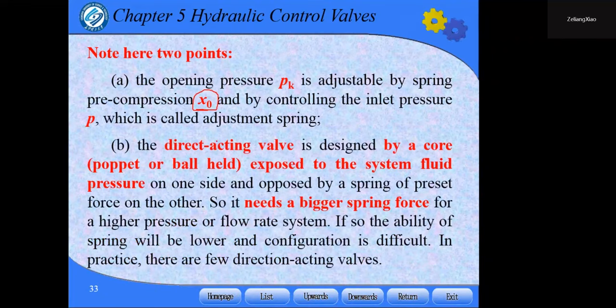The other point is that a direct acting valve is designed with a valve core or poppet exposed to the system pressure on one side and offset by a spring with pre-set force on the other. So it needs a bigger spring force for higher pressure or flow rate systems. If so, the stiffness of the spring will be low and the configuration difficult. In practice, there are few direct acting valves, since the spring is weak and the configuration is difficult. So it doesn't apply in a large operating condition.